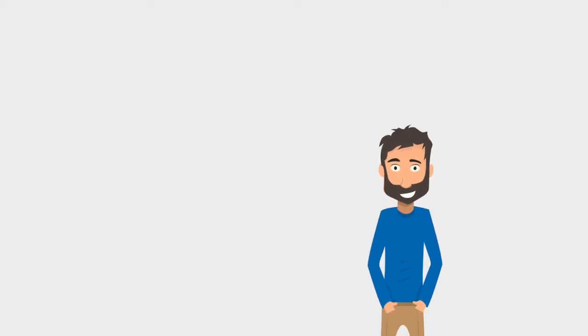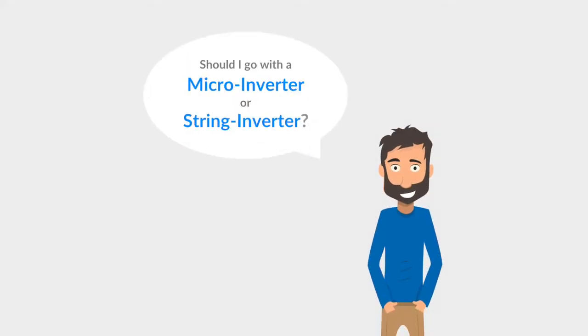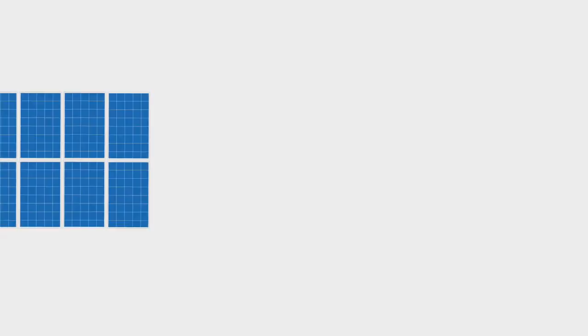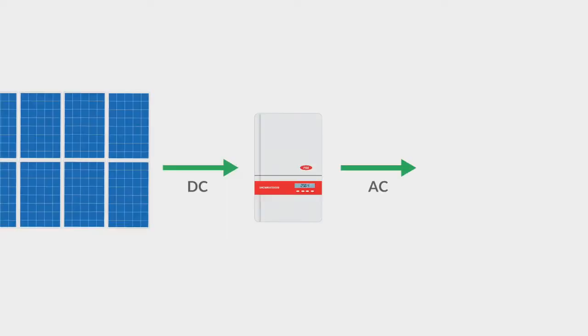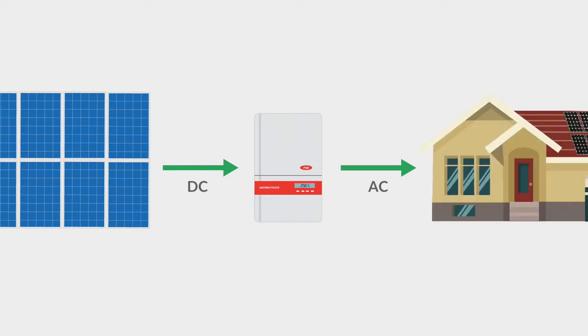A big question for homeowners when deciding to go solar is whether to choose microinverters or a string inverter. The answer for what is best for you really depends on the specifics of your project. To cover the basics, the function of an inverter is to convert the direct current your solar panels produce into alternating current so that you can use the energy in your home.